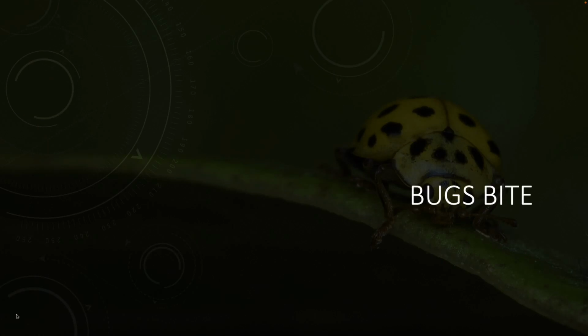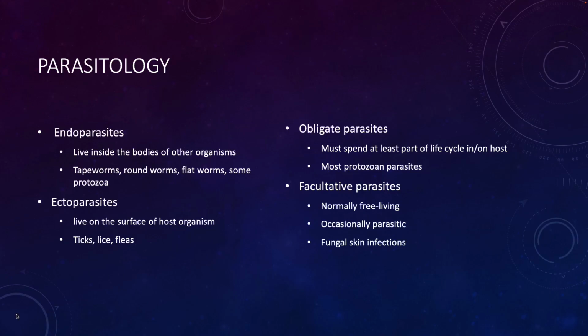So this section is all about bugs. When we talk about bugs, and by bugs I mean things like insects or other arthropods like ticks, we can talk about them in a couple of different ways. We generally do call them parasites, and we have some parasites that we call endoparasites, meaning they're inside parasites. They're inside the body of another organism. That would be things like tapeworms, roundworms, things that you can find on the inside.